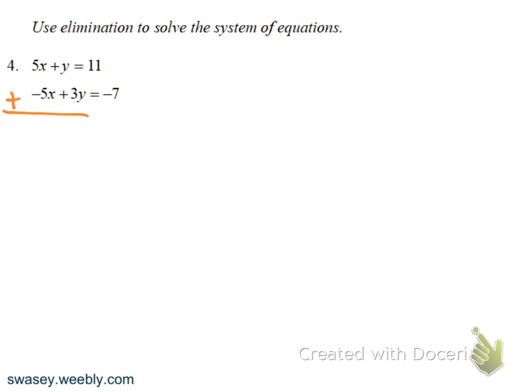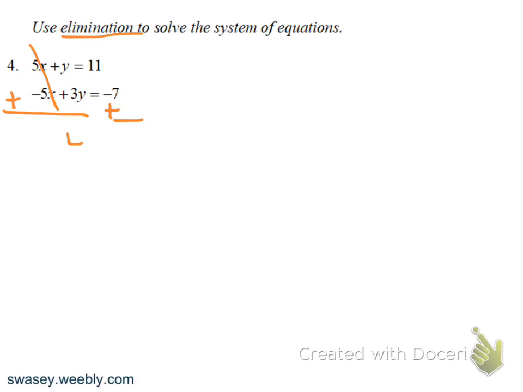Since negative 5x plus 3y is equal to negative 7, then they have the same value. So we can add negative 5x plus 3y to the left side of the top equation and negative 7 to the right side, and we're adding something of the same value. So 5x and negative 5x add to 0. They're gone. They're eliminated. That's why we call it elimination.